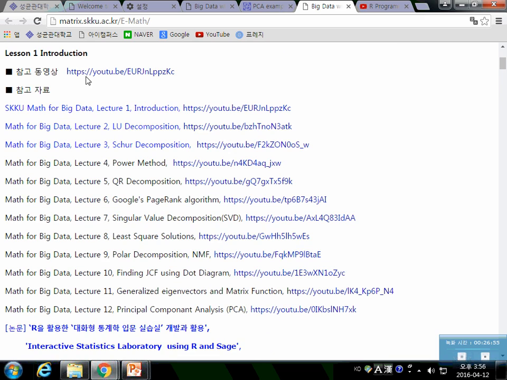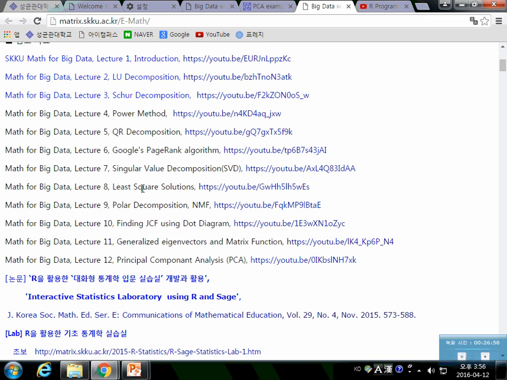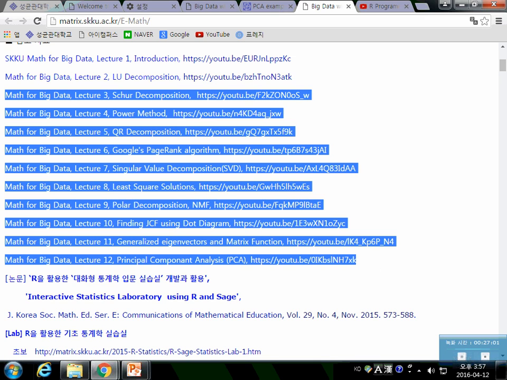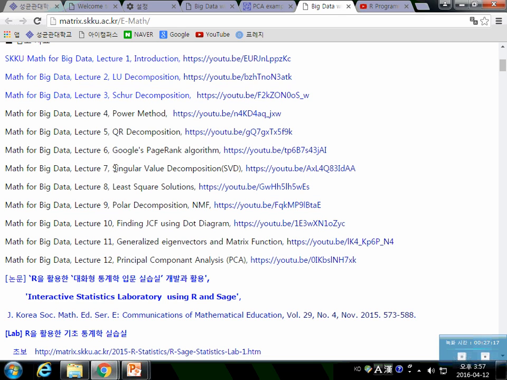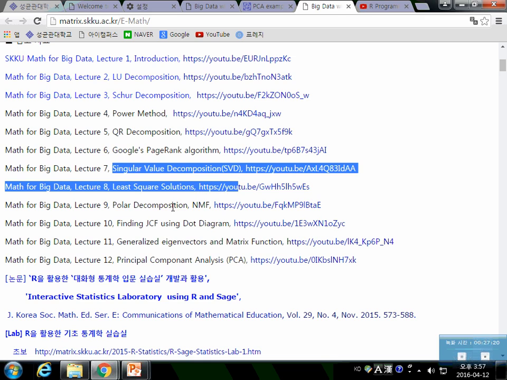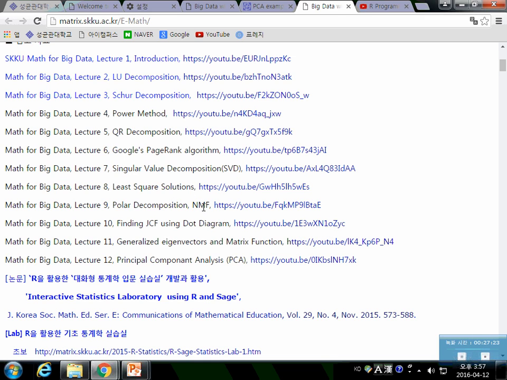And here, we have given lectures. We have given 13 lectures, from the introduction of big data and mathematics for big data, to LU decomposition, Schur decomposition, the power method, QR decomposition, Google's PageRank algorithm, singular value decomposition, least squares solutions, polar decomposition, non-negative matrix factorization, finding the Jordan canonical form using a dot diagram, finding generalized eigenvectors, and also finding the Jordan canonical form after you find the generalized eigenvectors.